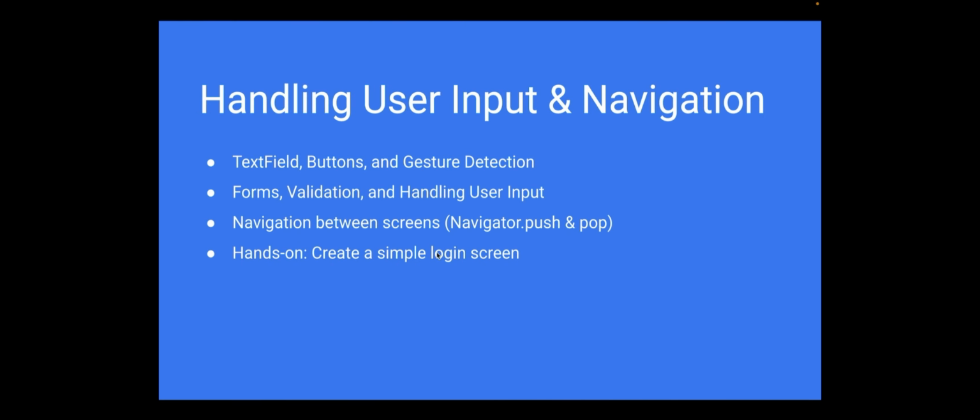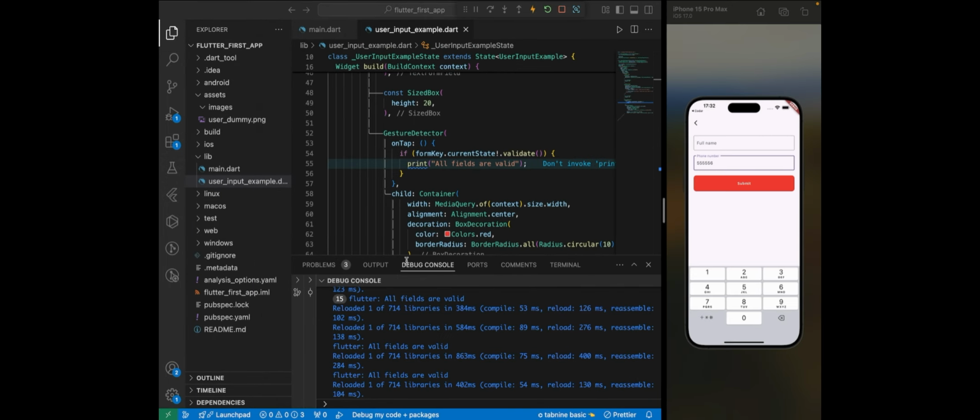All right. So now we have talked about text field, button, gesture detection. We have talked about forms, validation, and user input. We have talked about navigation between screens, right? When I showed you guys how to use Navigator.push. So I've not talked about pop. So after this one, I'm going to show us how to pop from one screen to another. And then we are going to do a hands-on, create a simple login screen, okay? And then validate those login screens.